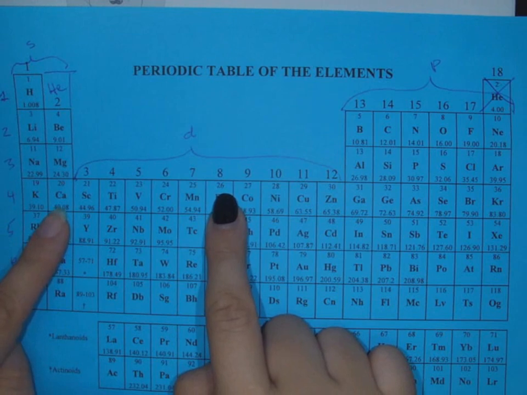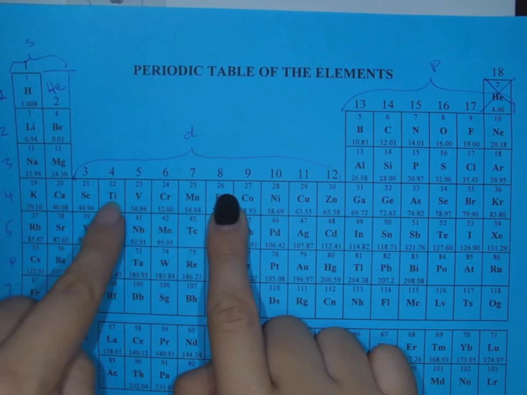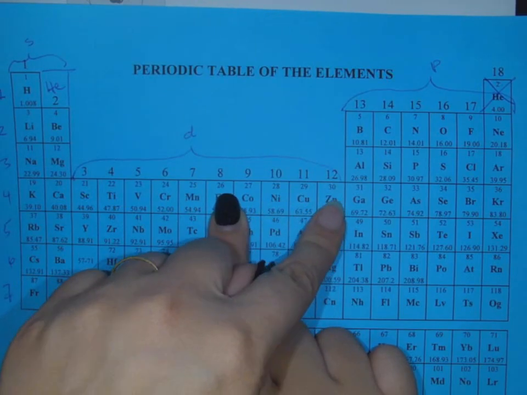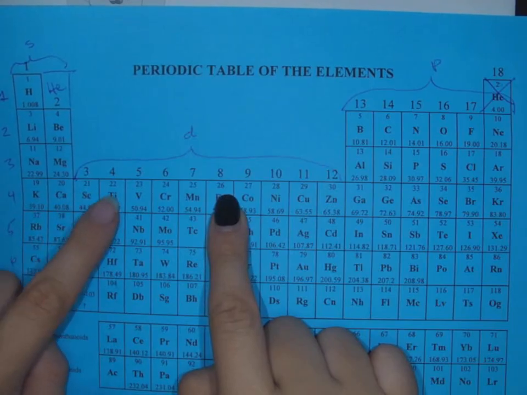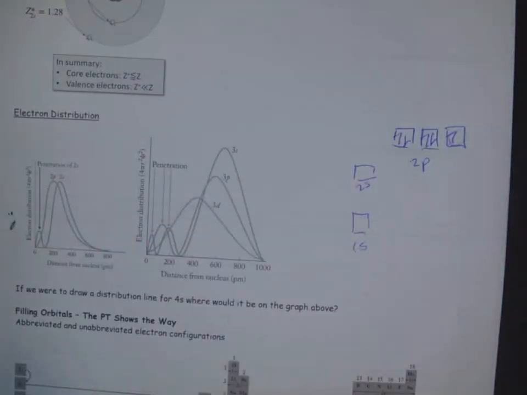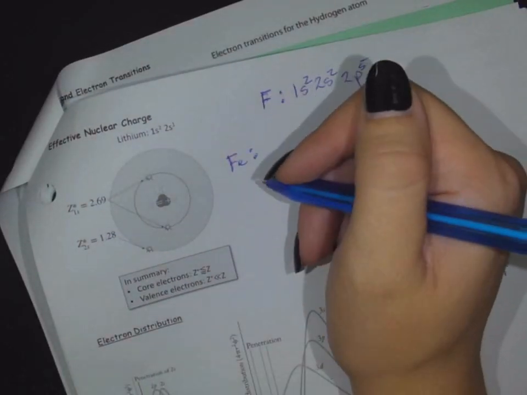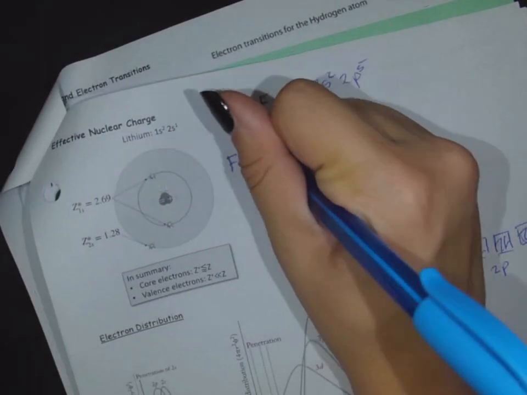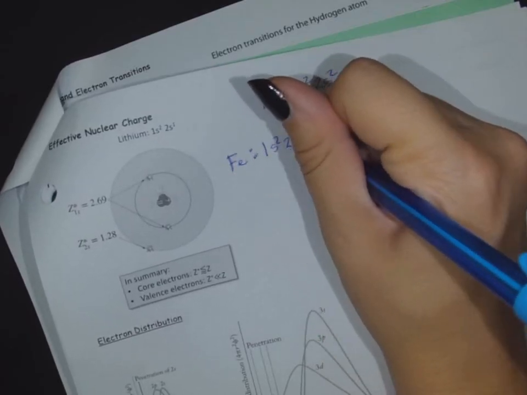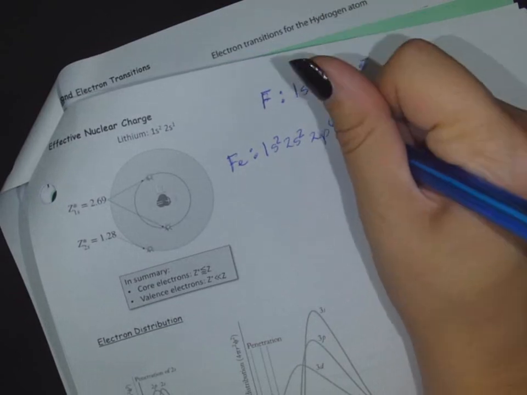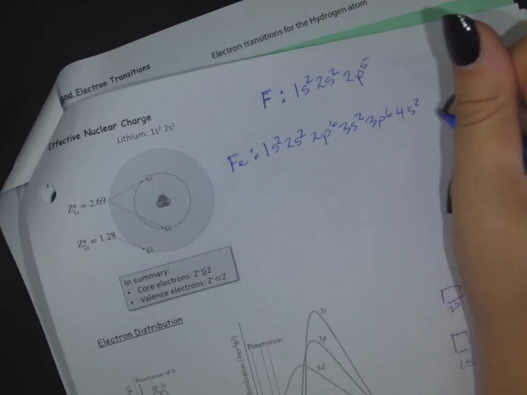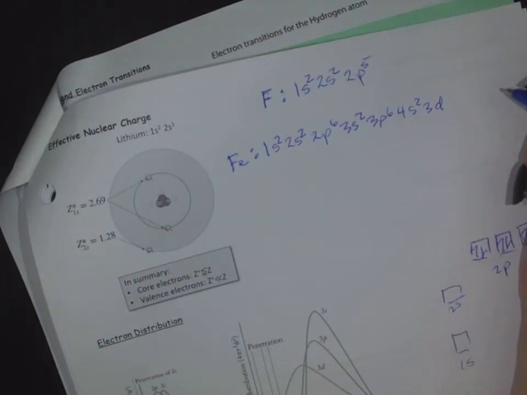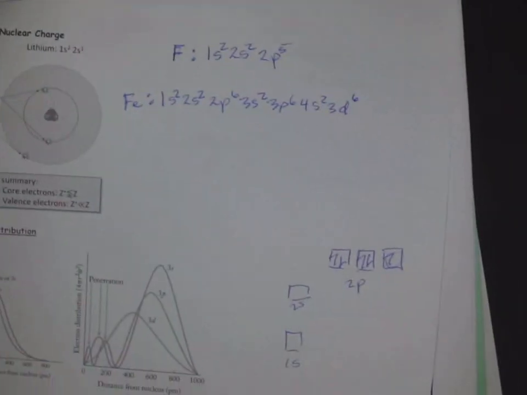Whenever you enter the d block, the energy level goes down by 1. So even though this says 4 over here, once you enter the d block, you wouldn't say 4d, you would say 3d. So it's 4s2, 3d, 1, 2, 3, 4, 5, 6. Okay, again, look at your periodic table while I say this one more time. 1s2, 2s2, 2p6, 3s2, 3p6, 4s2, 3d, 1, 2, 3, 4, 5, 6. Lovely.